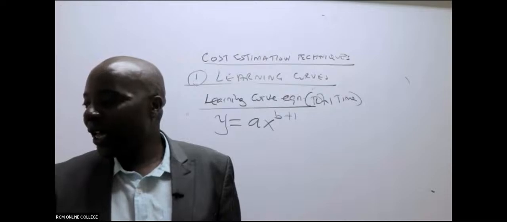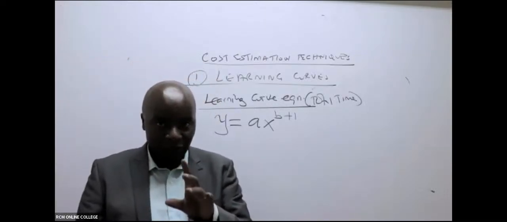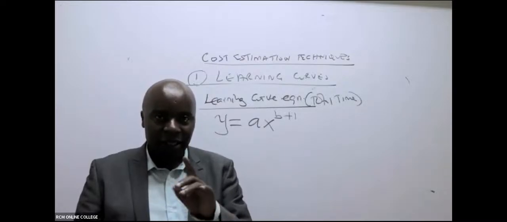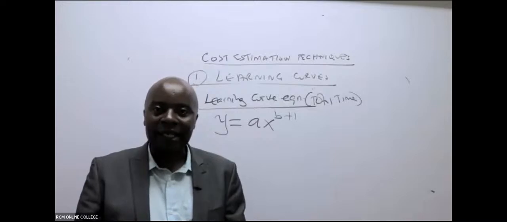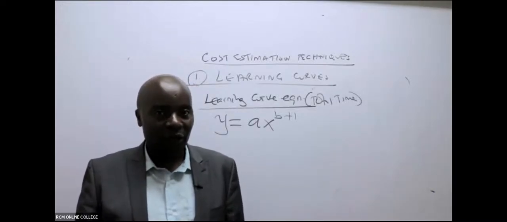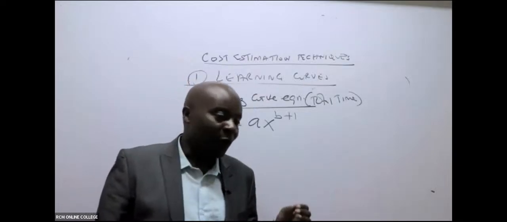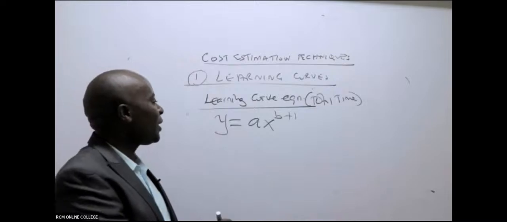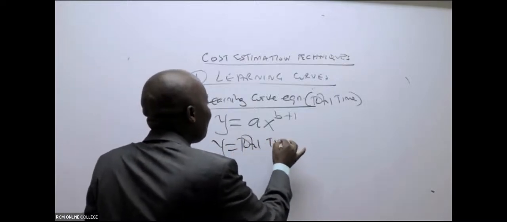So this is y equals ax raised to power b plus 1. You must always be very keen with this, and it will be in your exams. There are topics that you can't miss in your exams: variances, learning curves. If you miss learning curves, you get regression, although learning curves is what is very popular. In this case, y stands for total time.